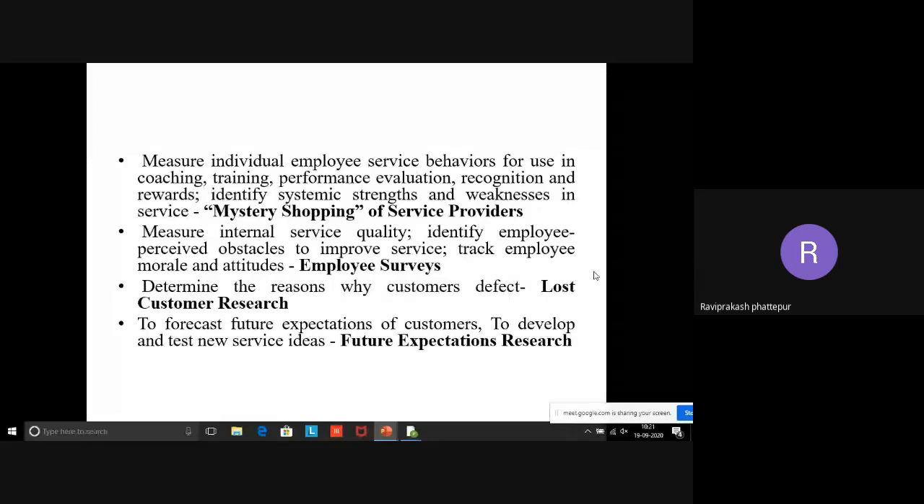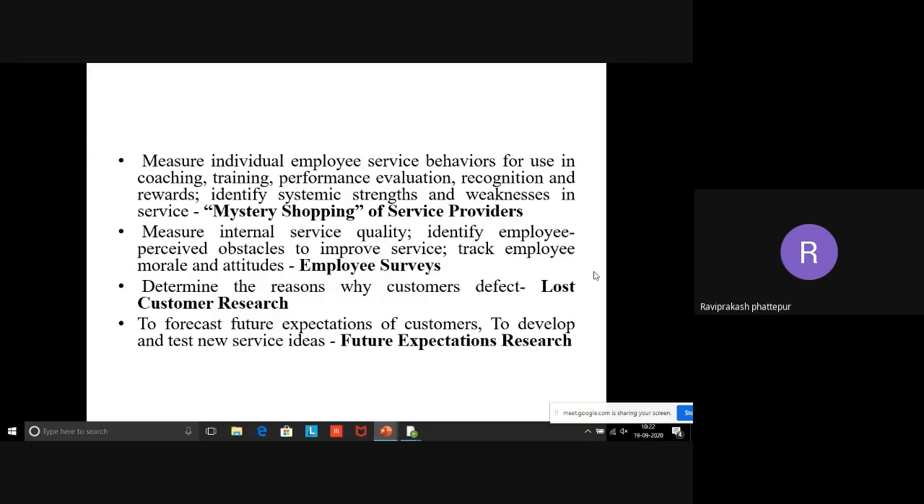Okay, next is measure internal service quality, identify employee perceived obstacles to improve service, and track employee morale and attitudes. So this comes under employee service. Even with the employees there might be some issues, not just with the customers and the company, as those particular employees are the face of the company, representing the company. There may be some issues at their particular level, so you have to find those as well.